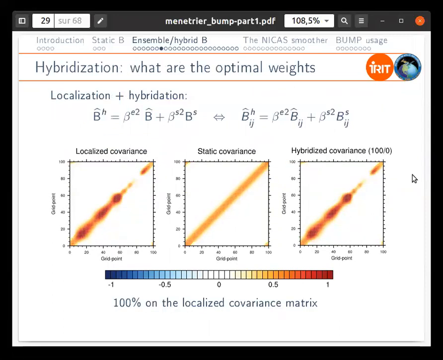And similarly, we have an optimization problem because we don't know what the weights between the localized covariance on the left and the static covariance in the middle should be. So we did a 50-50, but in this example, it's 100% on the localized covariance and no weight on the static covariance. Here it's 75 and 25, 50-50, and 25-75. So we have to find a balance between the localized covariance and the static covariance.